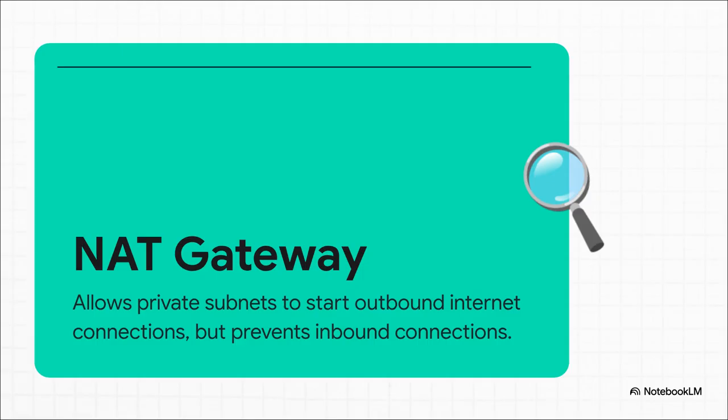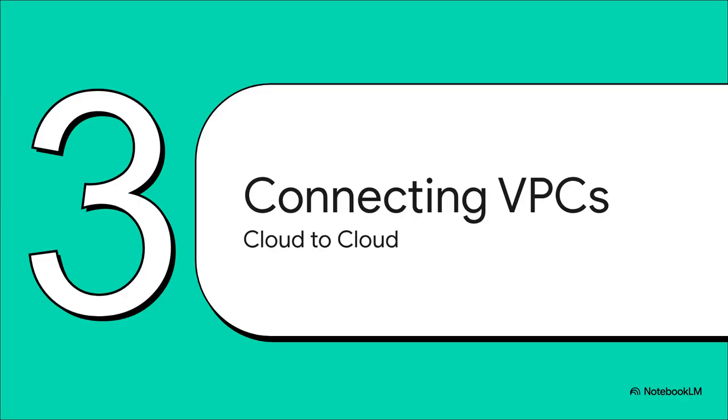NAT stands for Network Address Translation, and it's basically a secure one-way backdoor. It lets your private stuff reach out to the internet to grab updates, for example, but it completely blocks any new connections trying to get in from the outside. So the key takeaway here is your private resources stay totally private and secure, but they can still phone home when they need to.